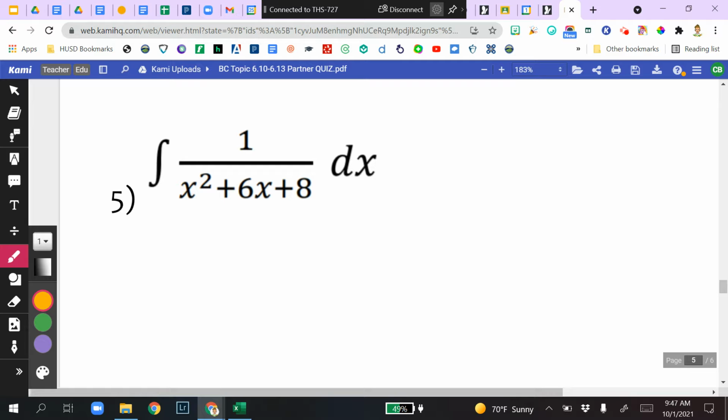Just don't fall into the trap and try to integrate everything by parts. It doesn't work. Okay. All right. It's good that we got integration by parts down. All right. So we got to do partial fractions, right? That's the place we want to start.